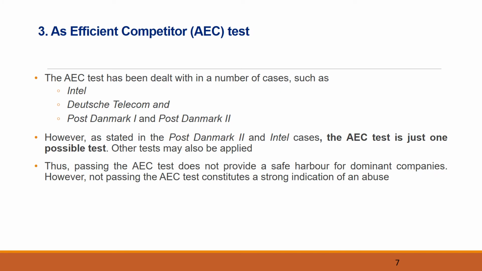The AEC test has been utilized in a number of epic cases, such as Intel, Deutsche Telekom, Post-Danmark 1, and Post-Danmark 2. It is important to stress that the AEC test is just one possible test. In practice, other tests may also be applied. Therefore, passing the AEC test does not provide a safe harbor for dominant companies, but gives an indication, to a stronger or weaker extent depending on the exact case, whether abuse is present.